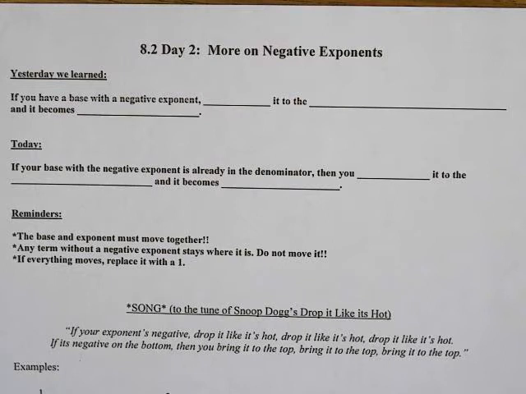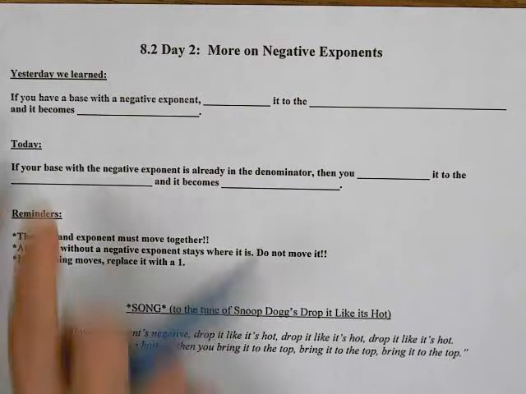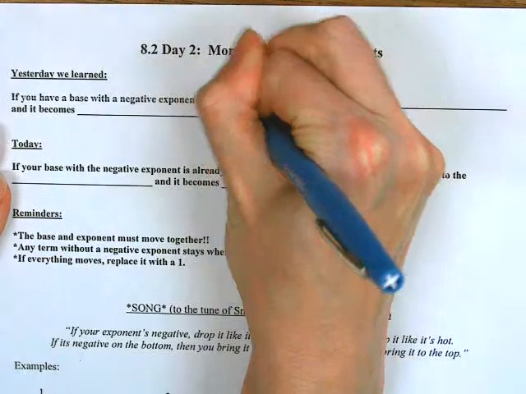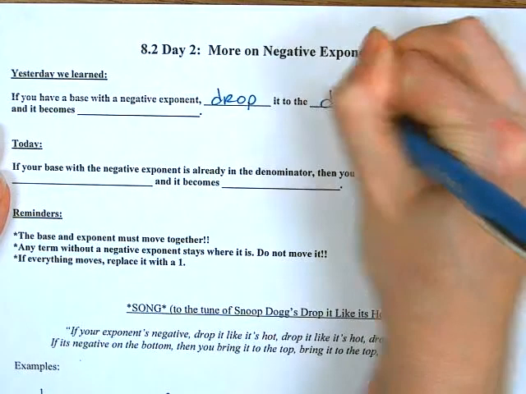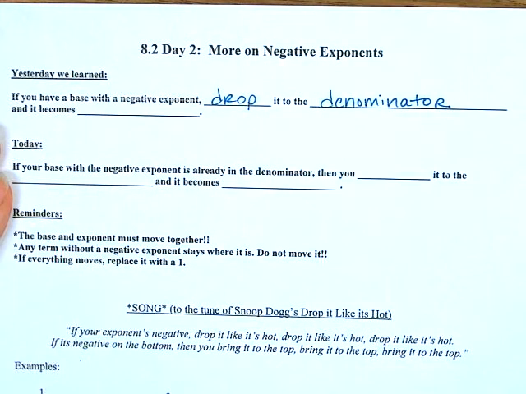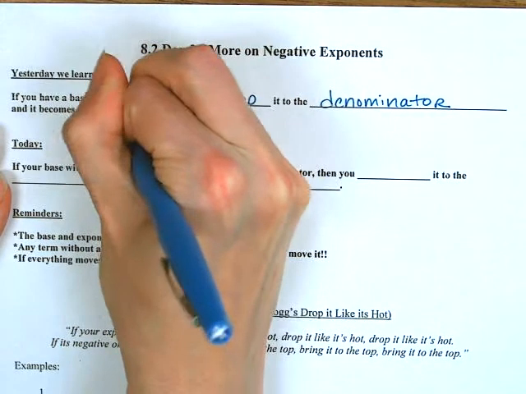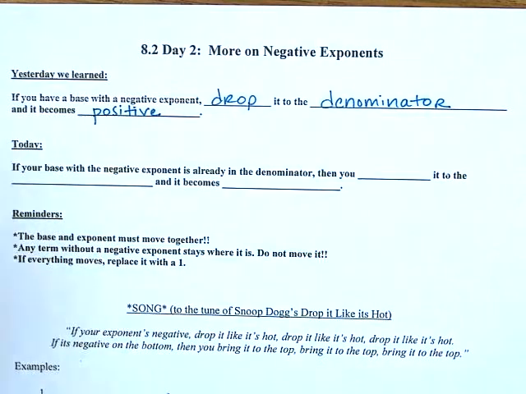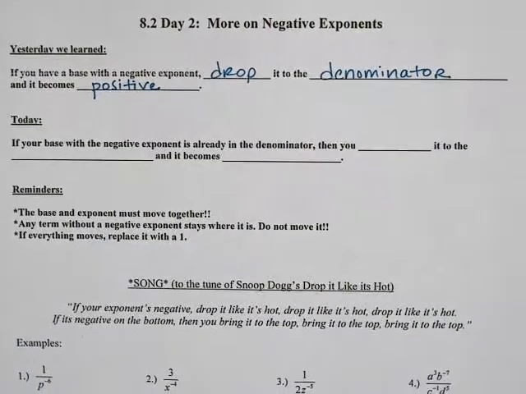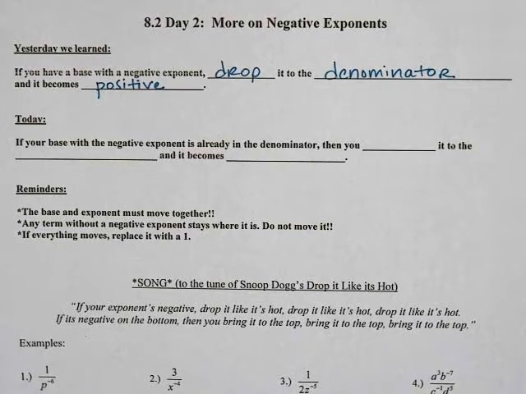So just to recap, yesterday we learned if you have a base with a negative exponent, you drop it to the denominator and it becomes positive. Remember that? If you have a base with a negative exponent, you drop it to the denominator and it becomes positive. Now, we have a new rule today.